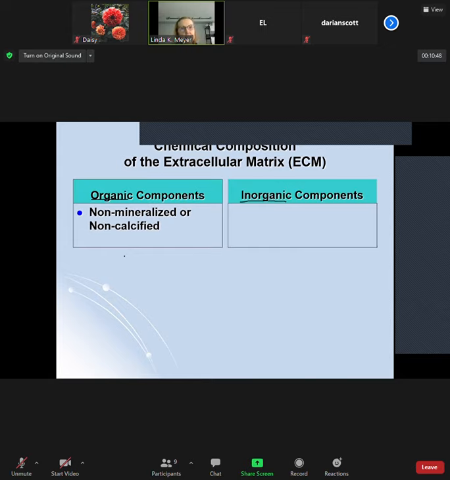The organic components are the non-mineralized or non-calcified components. You just have to have that in your mind so that you don't get the two different components mixed up, if I ask you questions on the homework about what are the organic components versus what are the inorganic components. Inorganic refers to the mineralized or the calcified. So I can use non-mineralized, non-calcified for organic, or I can plug in mineralized or calcified for inorganic.